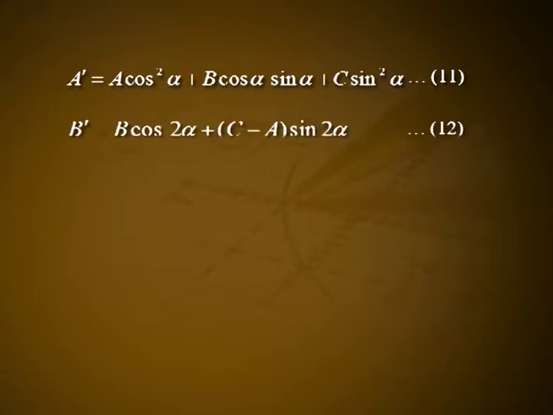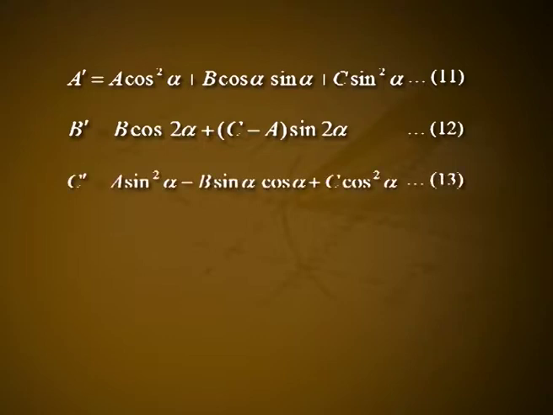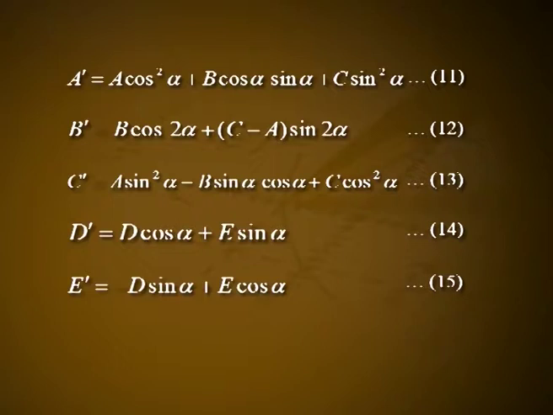b' = b cos 2α + (c − a) sin 2α. Equation number 12. c' = a sin²α − b sin α cos α + c cos²α. Equation number 13. d' = d cos α + e sin α. Equation number 14. e' = −d sin α + e cos α. Equation number 15. f' = f. Equation number 16.